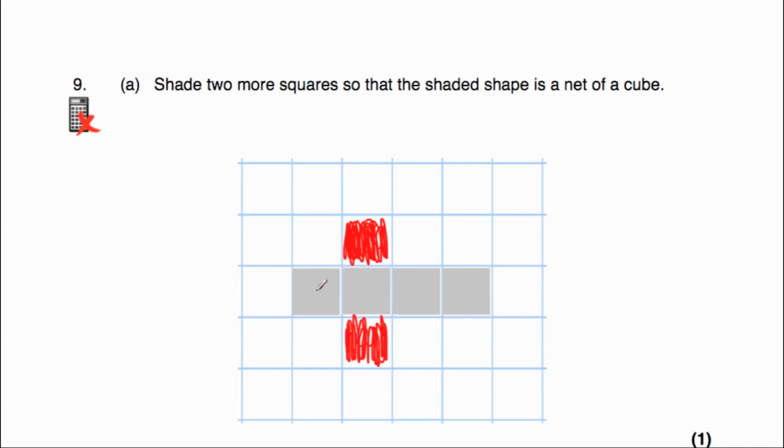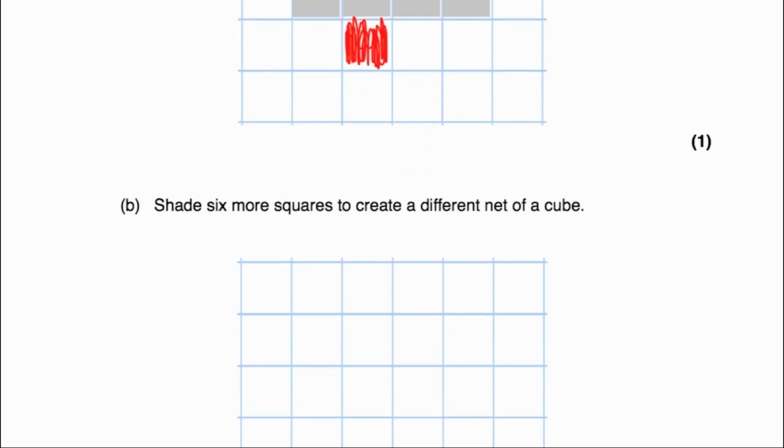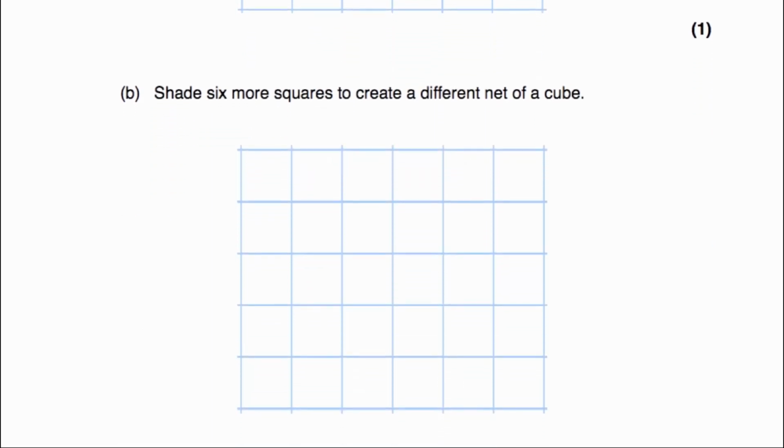That could be the net of a cube where you've got the bottom, the left, the right, the back, the front, and the top. Okay, let's have a look at question 9b. Question 9b says shade 6 more squares to create a different net of the cube. So this time let's start a little bit differently. Let's start off by doing this one.